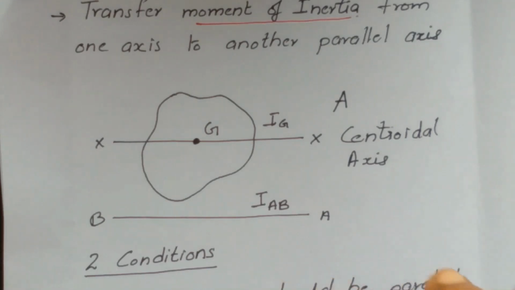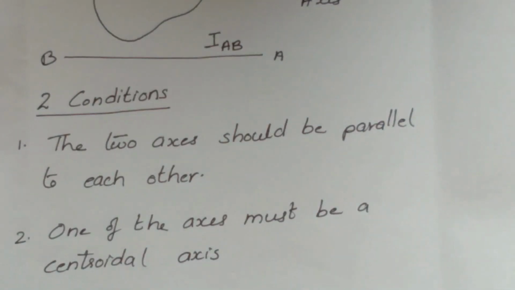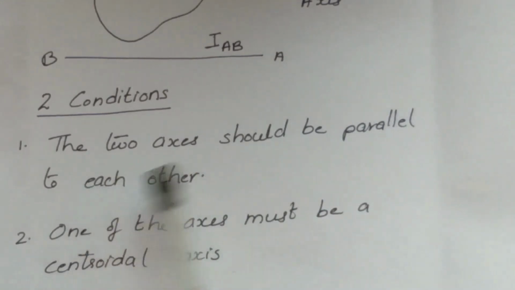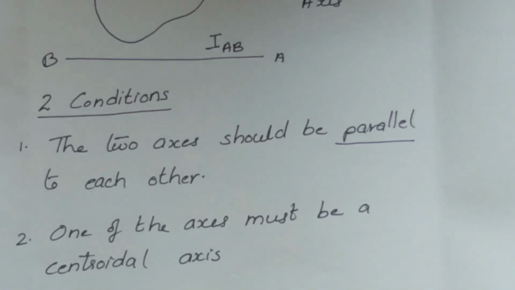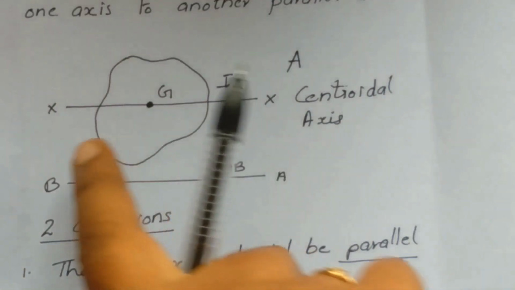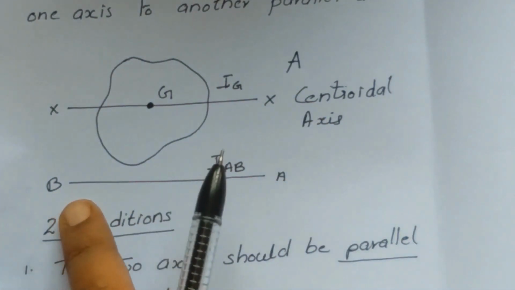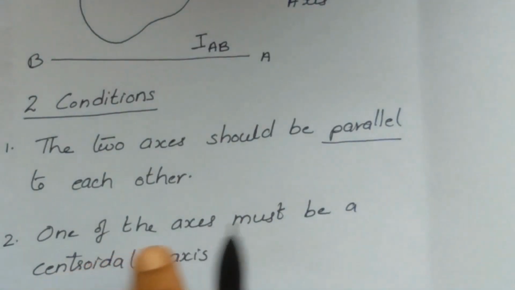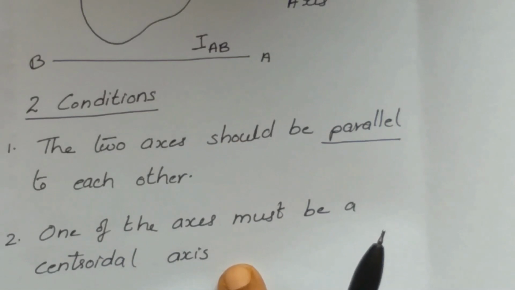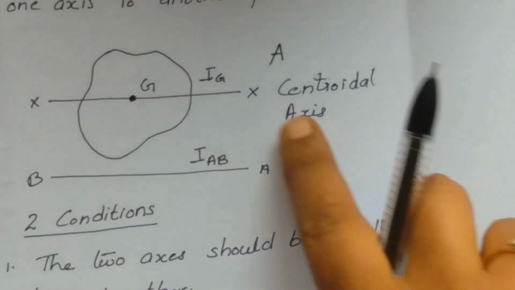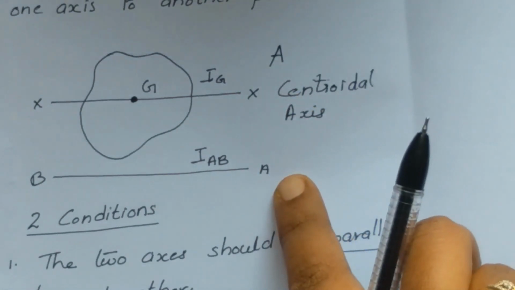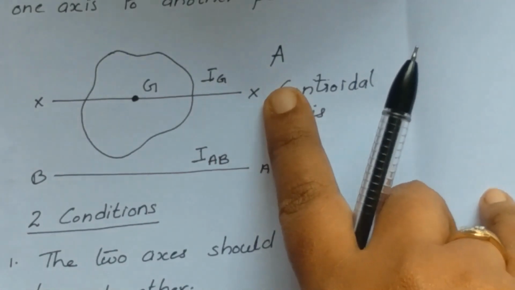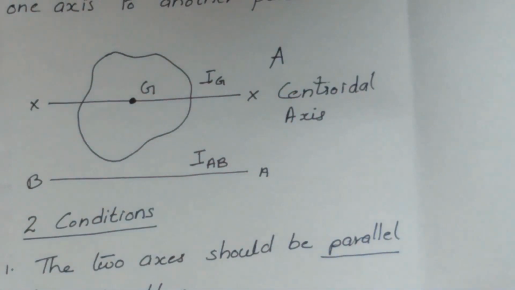To use this parallel axis theorem in a problem, we need to satisfy two conditions. The first one is, the two axes should be parallel to each other. As we have seen in this figure, axis XX, the centroidal axis, and axis AB were both parallel to each other. Then the second condition, one of the axes must be a centroidal axis. Here XX is a centroidal axis and AB is a non-centroidal axis. So one of the two axes that we consider must be a centroidal axis and both of the axes need to be parallel to each other.